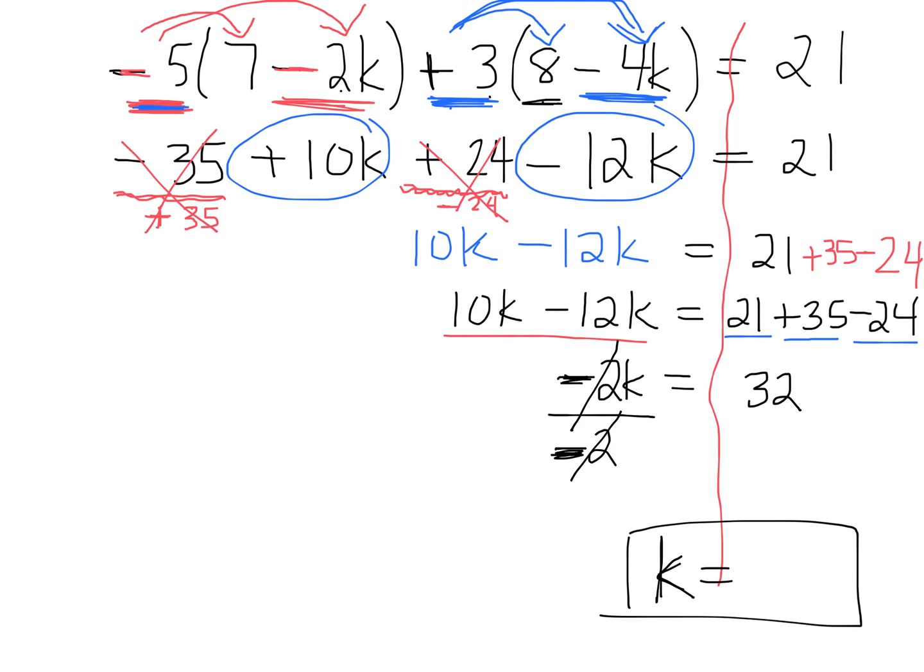So I have to divide it by negative 2 because it's a negative 2 in front of k. What do I have to do to the right side? Divide by negative 2. Positive divided by negative is? Negative 16. That's it.